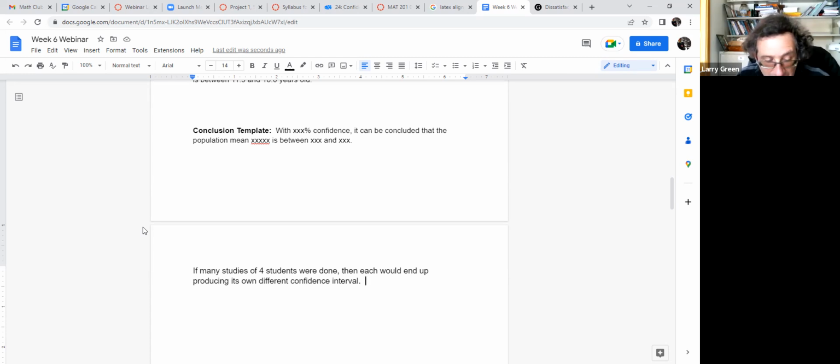Okay. But what I can say is 95% of these confidence intervals will contain the population mean age of first kiss, while 5% won't. Any questions on the wording here? Any questions?